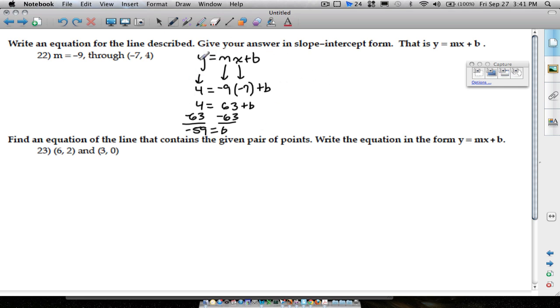And after several examples, we've done this in class and you've worked on this in the homework, we just go back and write this as y equals, we still use our m, so we have negative 9x, and now we bring this b into the picture, so minus 59.